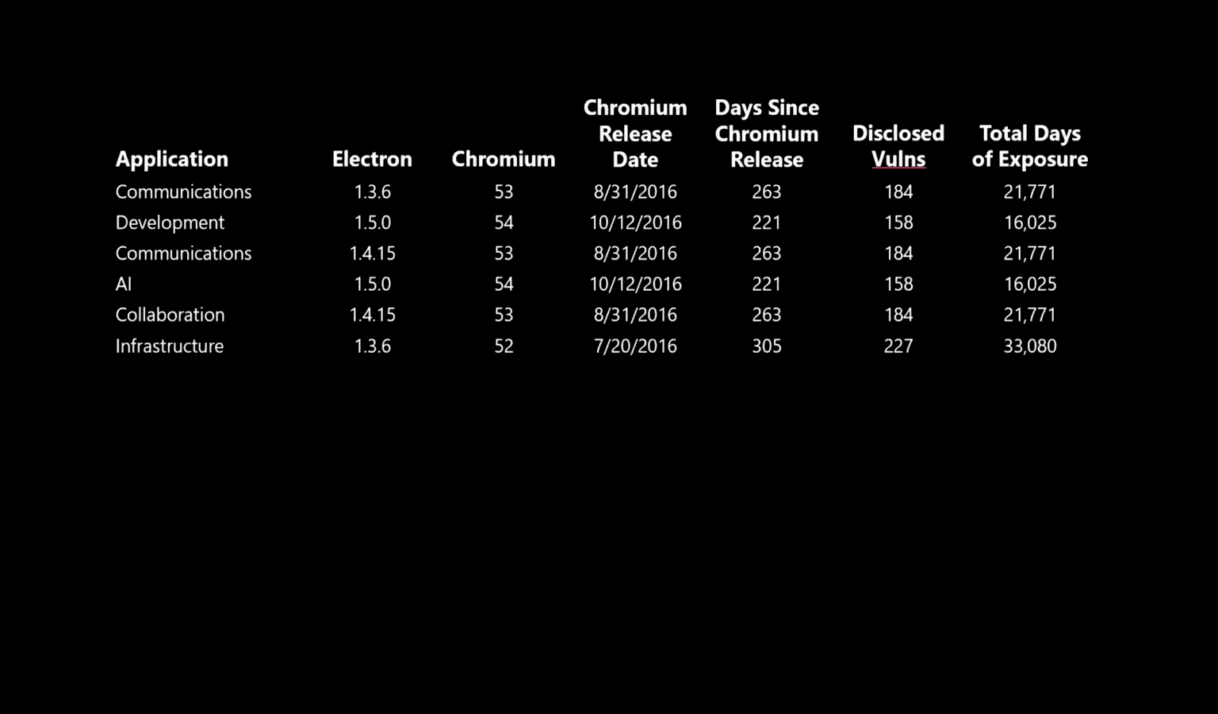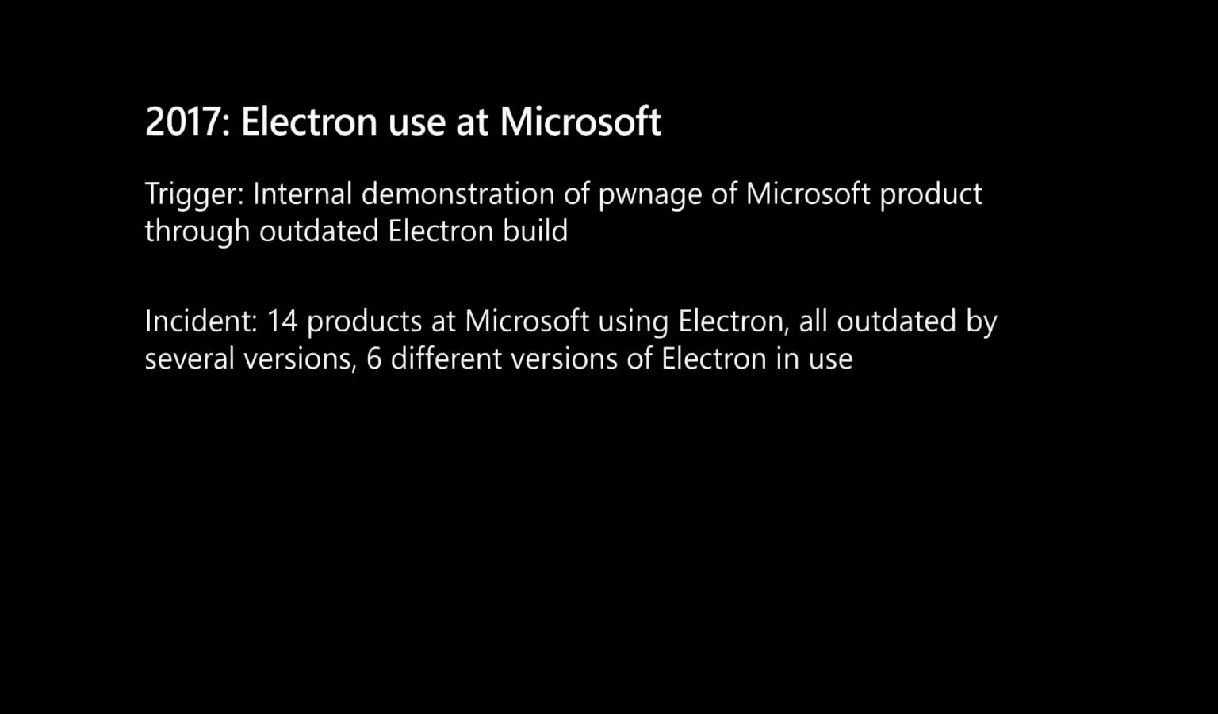And they sent us this list, they sent us how old these products or the components that they were using were, and of course, now we had this demo of owning one of our products. And then they said, and by the way, we don't think this is all-inclusive, we think there's more. So ultimately, we did declare, again, a high severity incident, a SERP. We uncovered 14 products that were using Electron internally, 6 different versions of Electron. They were all very outdated, carrying a lot of risk.